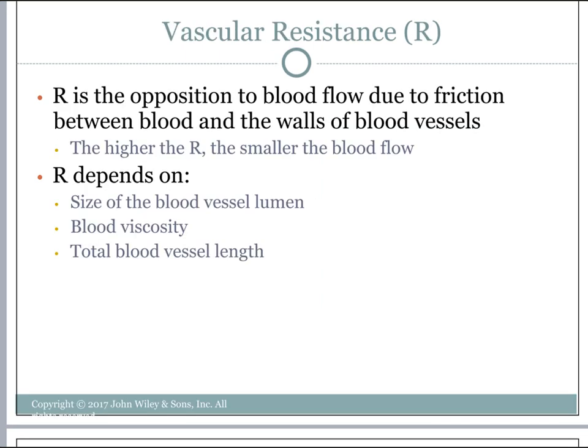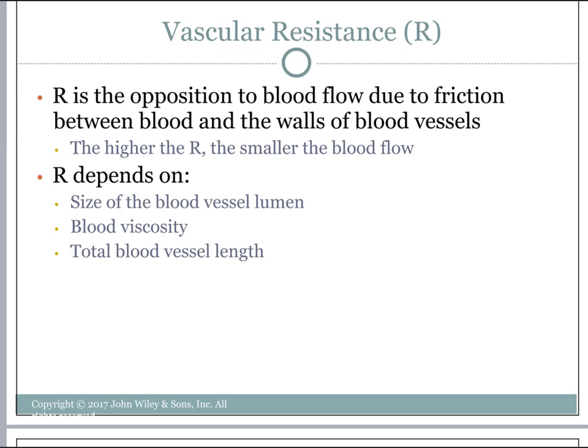Vascular resistance. So we've been talking a little bit about resistance and some factors that affect resistance, but resistance is the opposition to blood flow due to friction between blood and the walls of blood vessels. The higher the R, so the higher the resistance, the smaller the blood flow. Now, resistance depends on a few things.